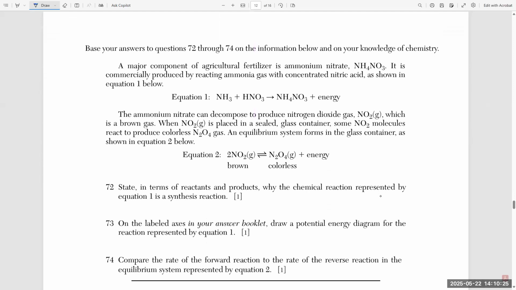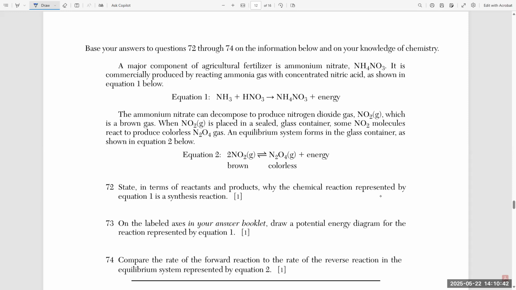All right. Let's go to 72. A major component of agricultural fertilizer is ammonium nitrate. We actually talked about this in class, right? We also talked about how this is also an explosive, right? It is commercially produced by reacting ammonia gas with concentrated nitric acid as shown in the equation below.